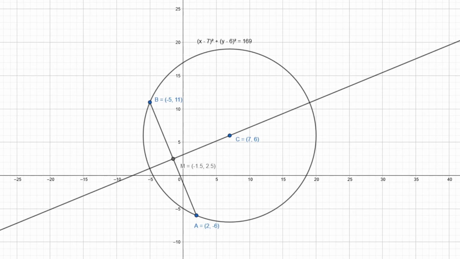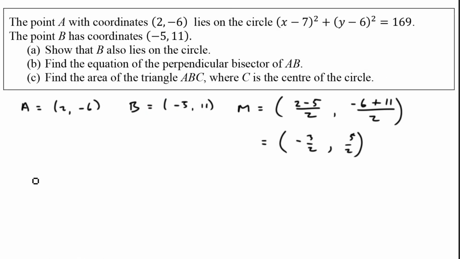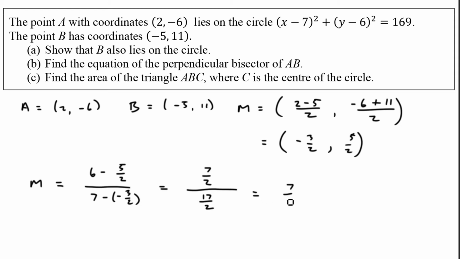Now that we know the coordinates of C and M, we can find the gradient of the line which passes through them both. So the gradient that we want will be the difference in the y-coordinates, which will be 6 subtract 5 over 2, divided by the difference in the x-coordinates, which will be 7 subtract negative 3 over 2. So we have 7 over 2 divided by 17 over 2, better written as 7 over 2 multiplied by 2 over 17, we have 7 over 17.